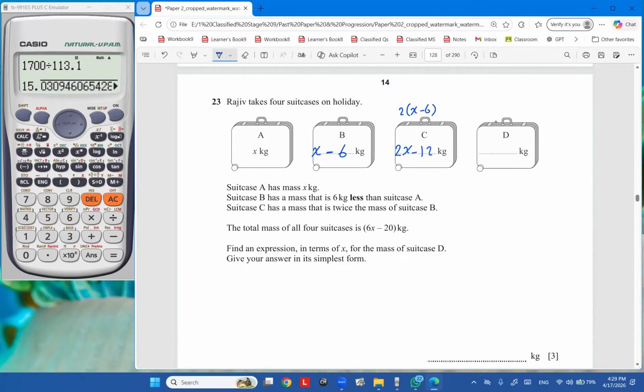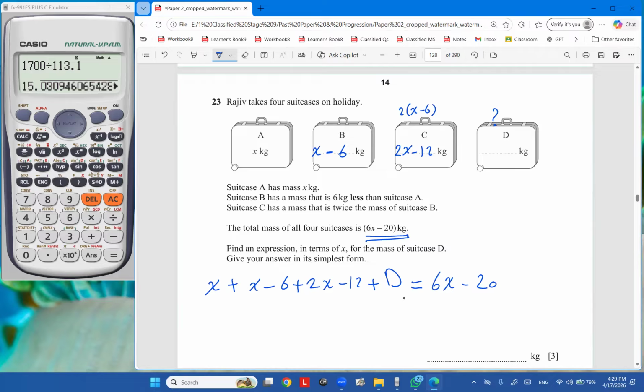D, we don't know it. We need to find D. But they told you that the total mass of all 4 suitcases together is 6x minus 20. So what I'm going to do is add them all up. X plus x minus 6 plus 2x minus 12 plus, oh, we don't know D, so let's write D, equals 6x minus 20.